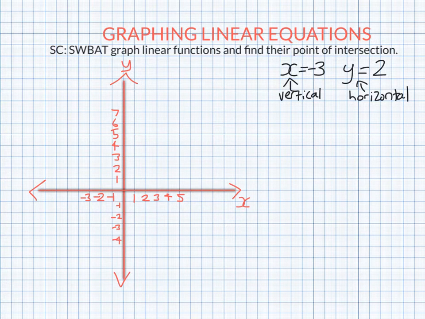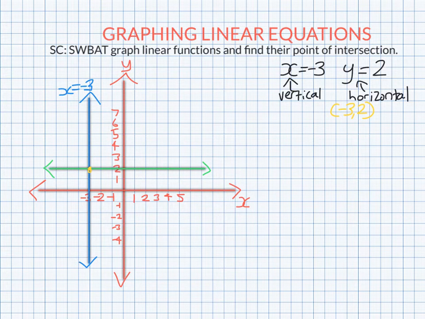So it's going to go through here, minus 3 on the x-axis, and it's going to be perfectly vertical. And for y equals 2, it's going to go through y equals 2, the intercept, and it's going to be perfectly horizontal. So it's going to go like that. So it's pretty clear that their point of intersection here is minus 3, 2. That's their point of intersection. I know that was really easy, but it was just really important that I went through vertical and horizontal lines.